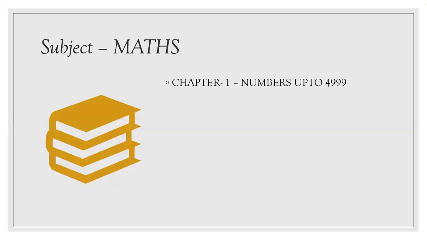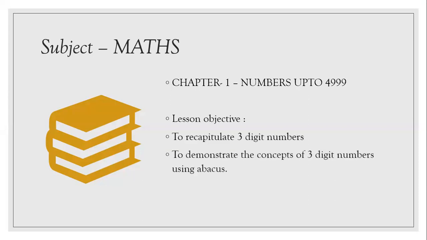So today we are going to learn subject mathematics, chapter 1, numbers up to 4,999. And the lesson objective is to recapitulate 3-digit numbers and to demonstrate the 3-digit numbers using an abacus. So it will be fun doing your activity with the abacus today. Right. So let's begin. We'll do a small activity, children.